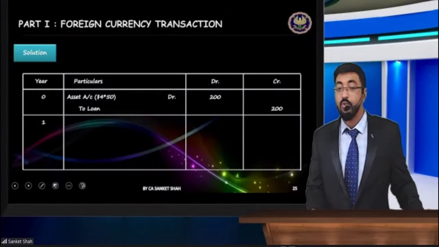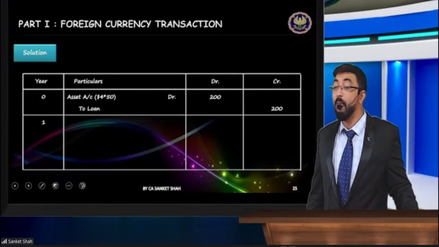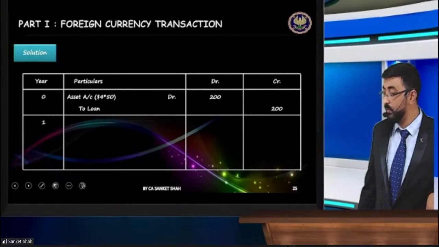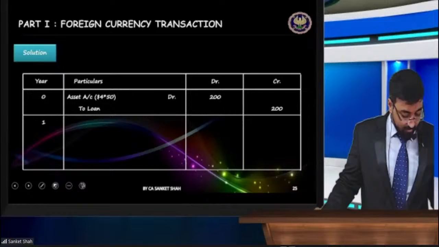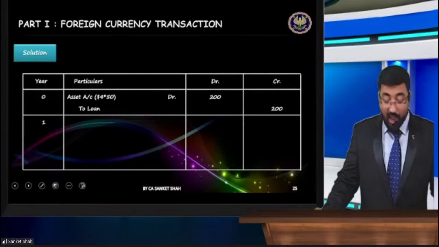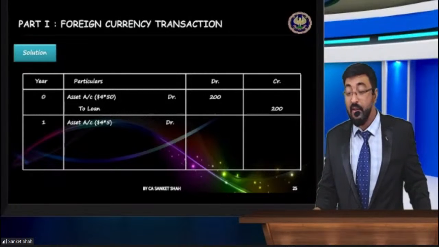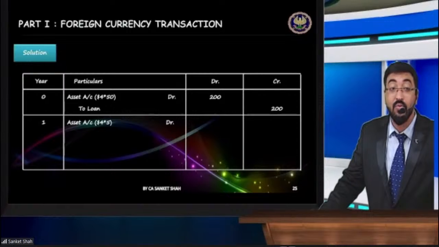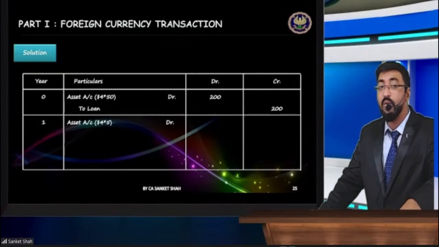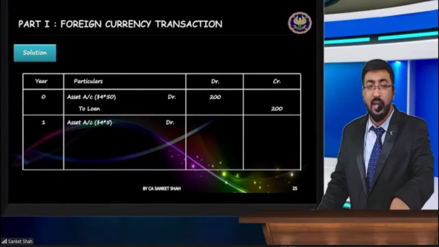So tell me, after year 1, what is the exchange rate? Yes, beta, 55. So 50 rupees at the time of loan taken or asset purchase, and this is a loan, or you may write it as creditors. And after 1 year, tell me the amount. It is a loss of rupees 5. Normally, loss is adjusted in profit and loss account. But para 46A gives you this exception. Here, you can adjust it in the profit and loss account, or you can adjust it in the asset account. Para 46A has given you this option up to 2011, and now it is mandatory.